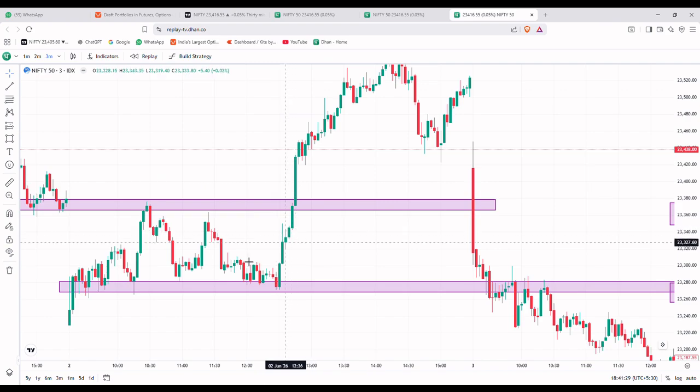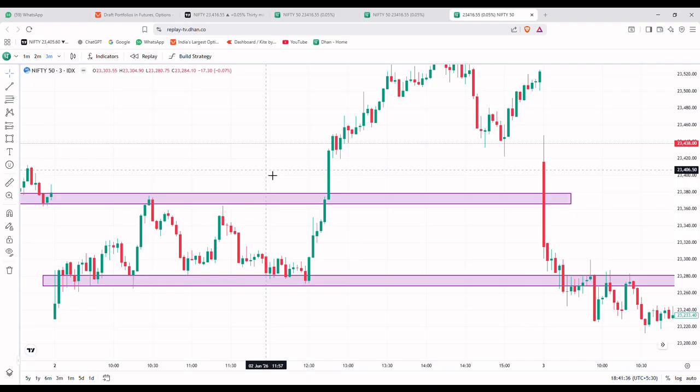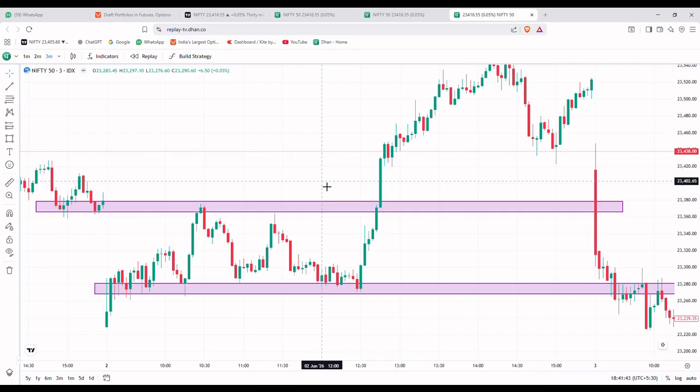I wouldn't trade this. See, 100 points is more than enough for me, right? I don't want anything more than 100 points. I'm doing scalping, so I'm happy if I'm able to capture 20-30 points or 50 points, right? So that I'm getting 100 points.